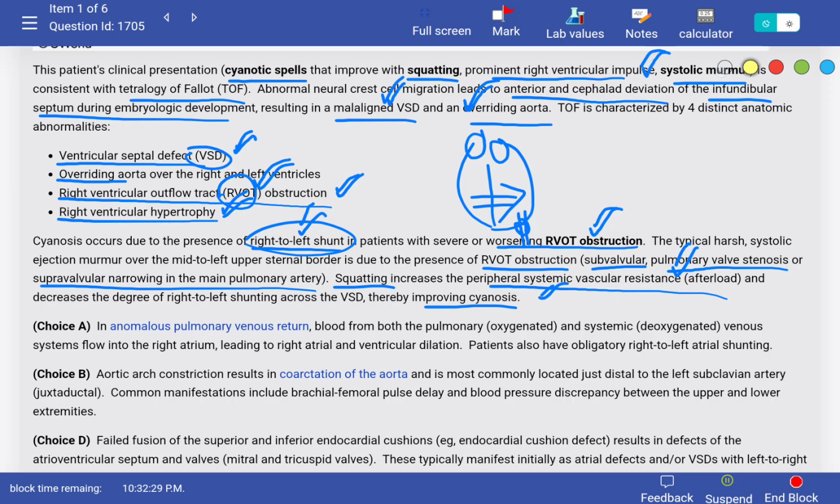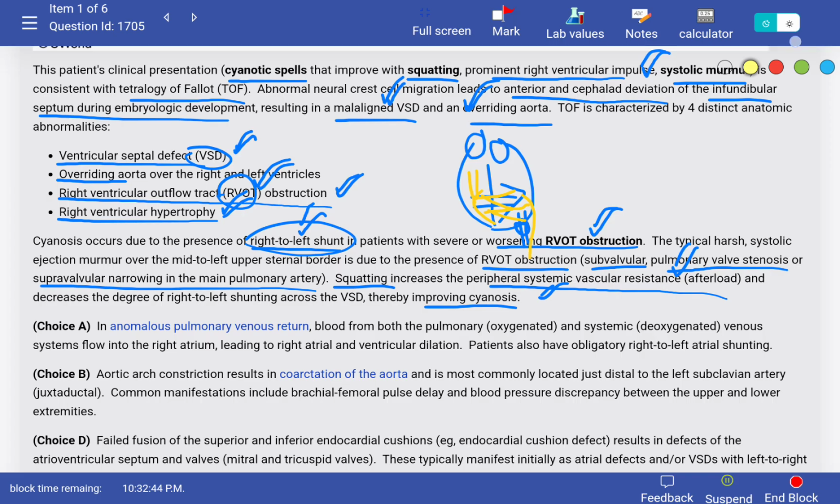Let me change my marker. This would become just like that. So the deoxygenated blood would not go directly into the systemic circulation, right? So that's why the cyanosis would be a little bit resolved.